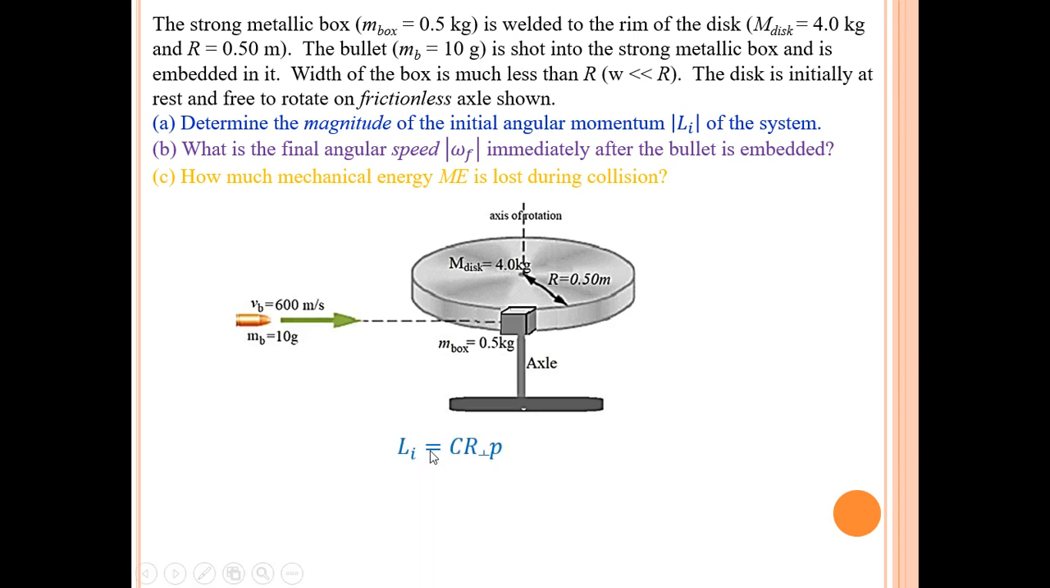Okay, so we have this function here. The initial angular momentum is C R P, where C is the coefficient, aka in this case, it is a point mass, so it's going to be 1. R here is defined as the distance from where the bullet is going to strike the box to where the axis of rotation is. And that in this case is the distance of actual R, which is given as 0.5. And then P here is just the linear momentum.